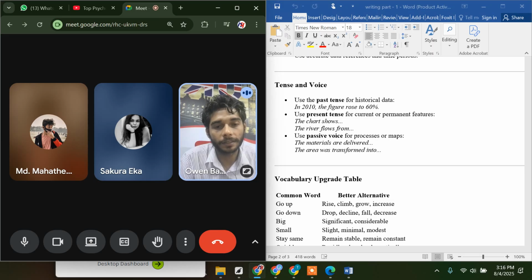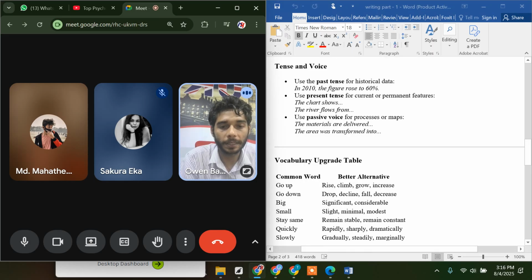The chart shows the river flows from. So whenever we're talking about present, we of course have to use present form of tense and the verbs, and when we are talking about something permanent also we have to use the present tense, and use passive voice for processes or maps. So the materials are delivered, the area was transformed into. So when we're talking about process, how these things happen, or the map and everything, use passive voice.